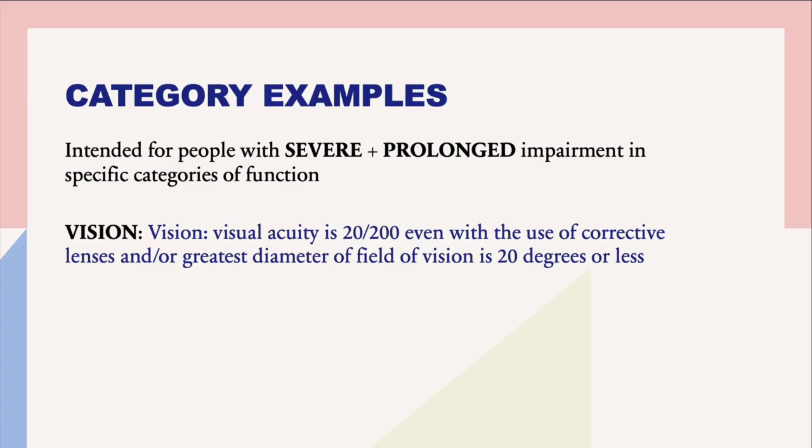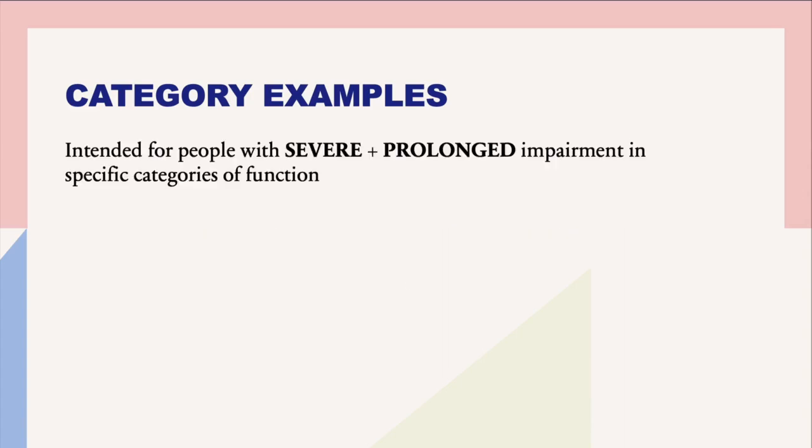Okay, so vision: we think of people whose visual acuity is 20 over 200, or the greatest field diameter of field of vision is 20 degrees or less, even with use of corrective lenses. And of course, you're getting this from an optometry or ophthalmology report, so you need that data to back that up.